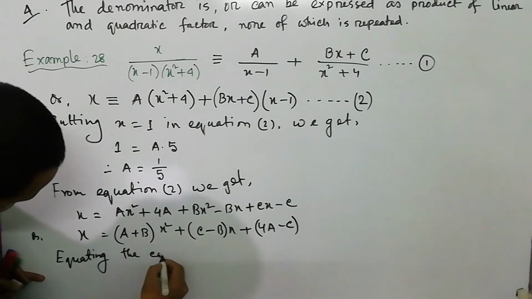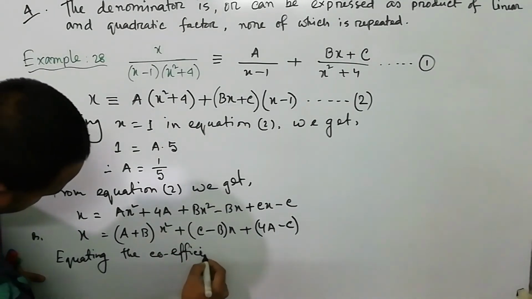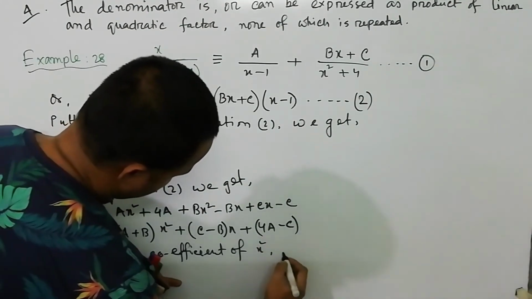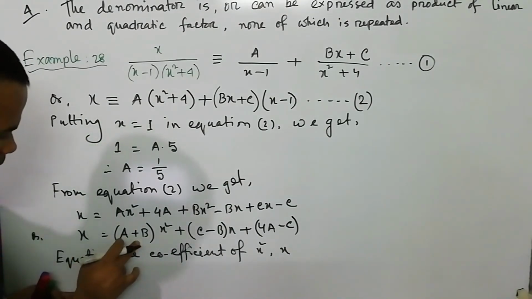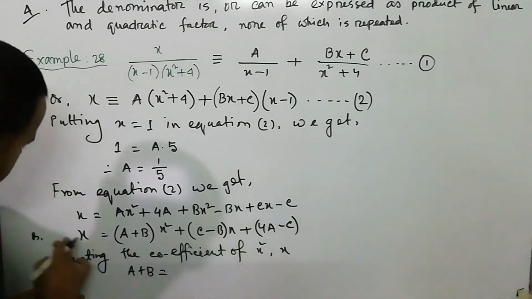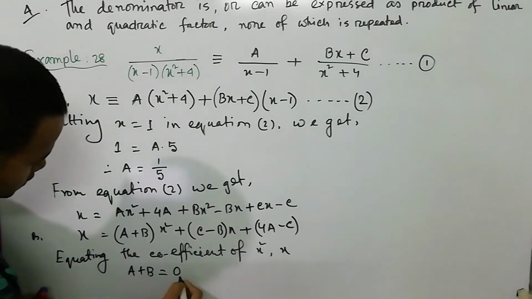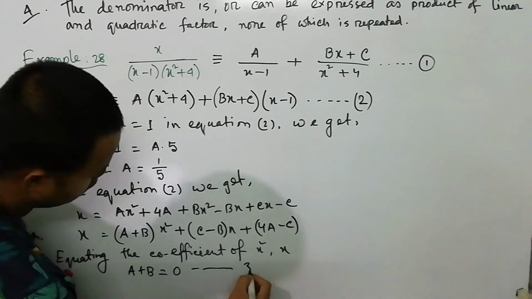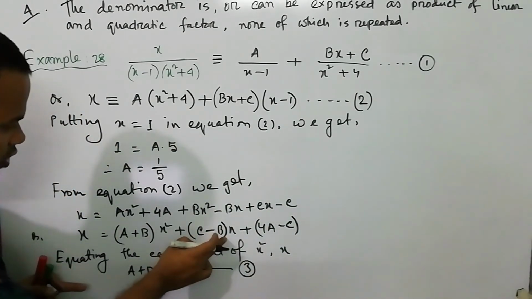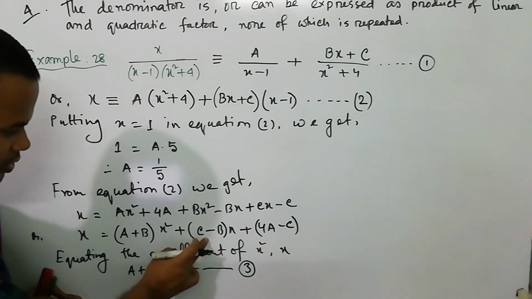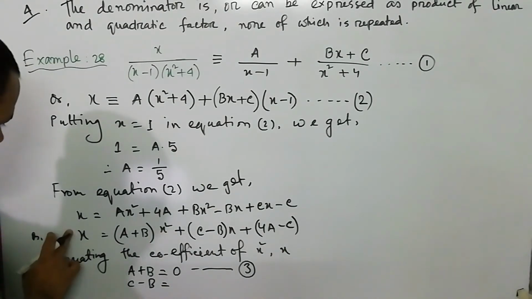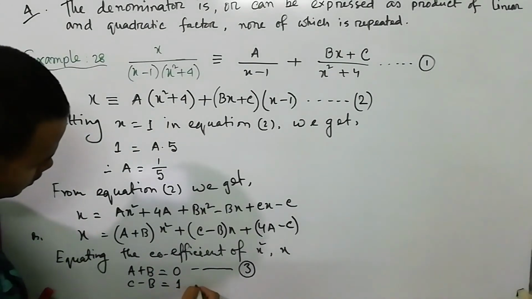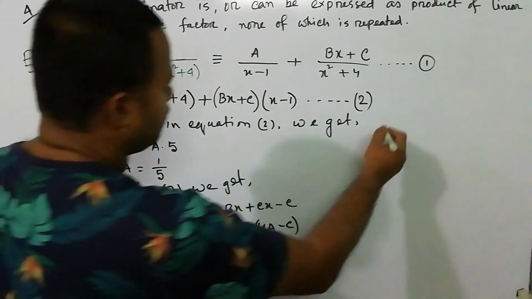So equating the coefficients of x square and x, we have here the coefficient of x square is a plus b. A plus b equals 0, because there is no x square on the left side, and this is equation 3. And the coefficient of x is c minus b, and here the coefficient of x is 1, so we can write c minus b equals 1. This is equation 4.